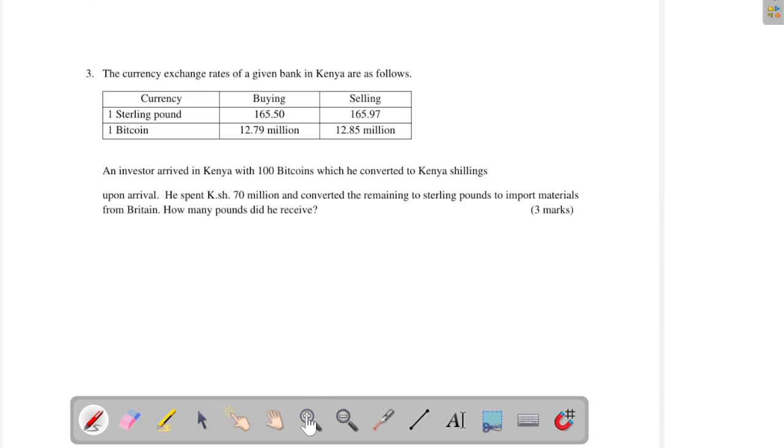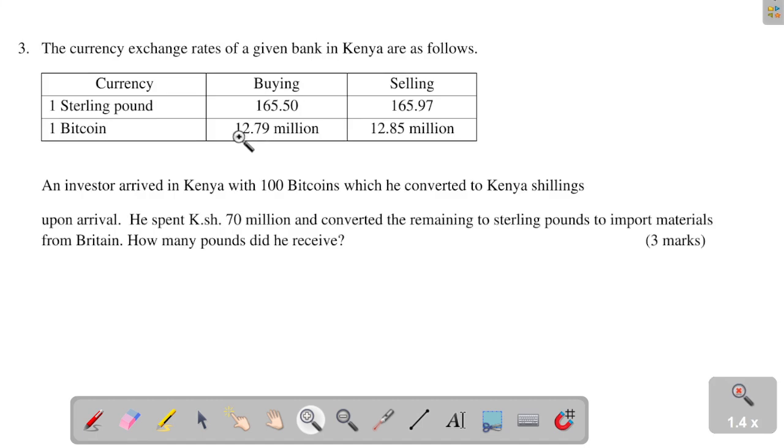Just a good session so that at least you have another way of looking at commercial arithmetics. So the next question, number 3, says that the exchange rates of a given bank in Kenya are as follows. Column number 1, I have the currency. Column number 2, I have the rate of buying. Column number 3, I have the rate of selling.